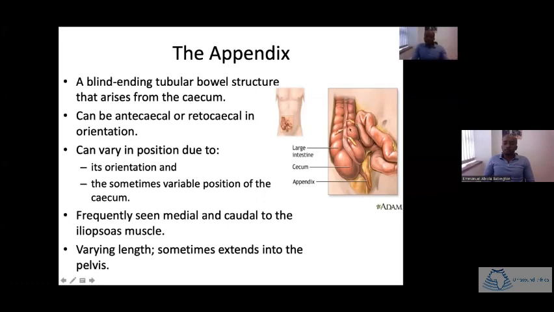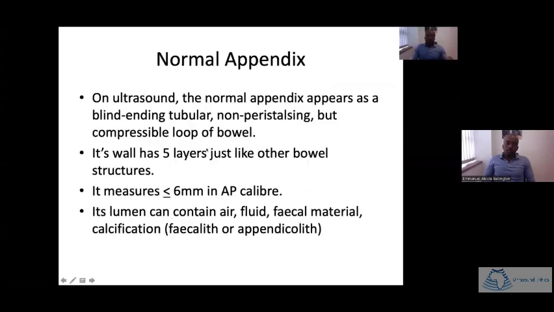So it varies, but in most cases you find it in the right iliac fossa. Frequently you can see the appendix medial and caudal to the psoas, iliopsoas muscle, which I'll show you in more images. And it obviously varies in length and sometimes extends into the pelvis.